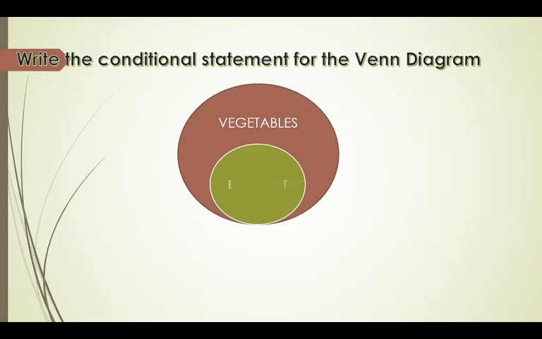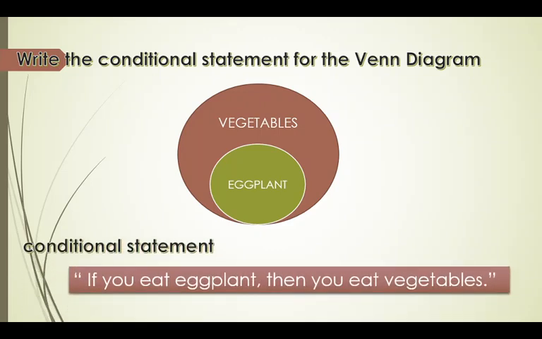Another example of Venn diagram. We have here the vegetables, nasa malaking circle, and the eggplant na nasa loob ng vegetables. So, what do you think is the right term? The right conditional statement? Let us take a look at the answer. If you eat eggplant, then you eat vegetables. Pag kumain ka ng eggplant, kumain ka na ng gulay because an eggplant is a vegetable. Sakop ng vegetable ang eggplant.